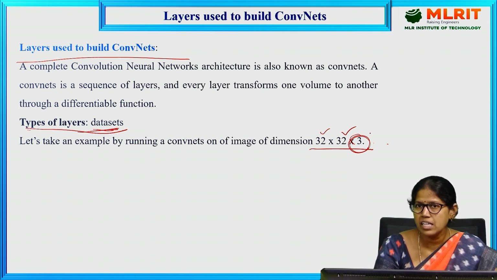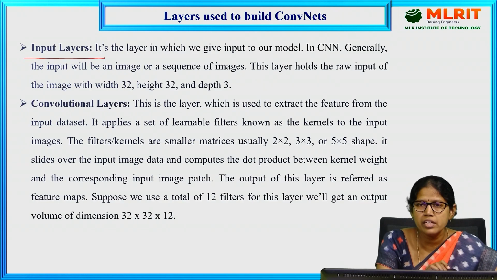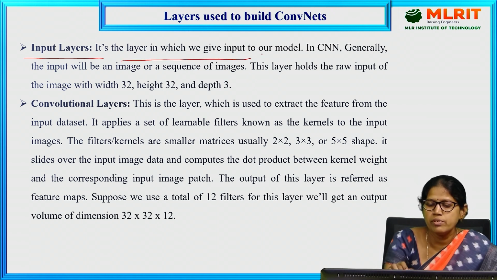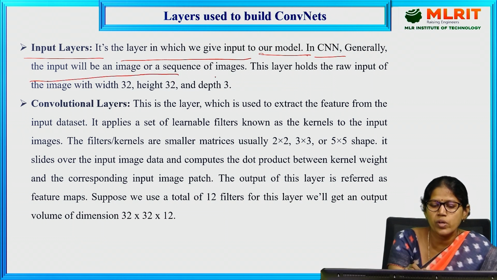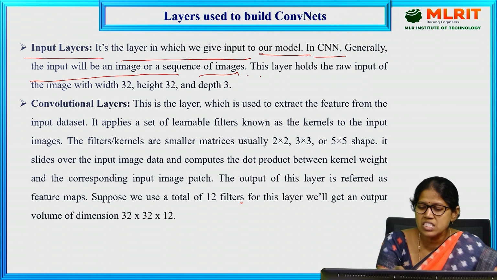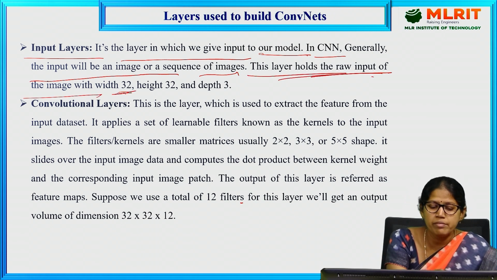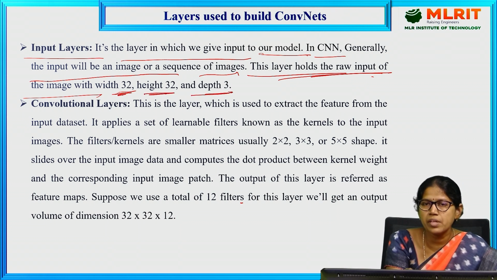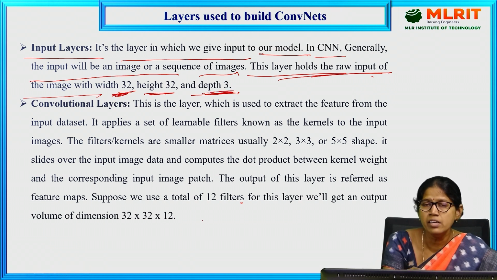If it is a grayscale image, then the value here is 1. The first one, input layer. In the input layer, it will take the raw image. It's the layer in which we give input to our model. In CNN, generally the input will be the square sequence of images. This layer holds the raw input of the image with width 32, height 32 and depth, or channel or colors, is 3. So in the input layer, it will take the raw image of the sizes: width, height and depth.